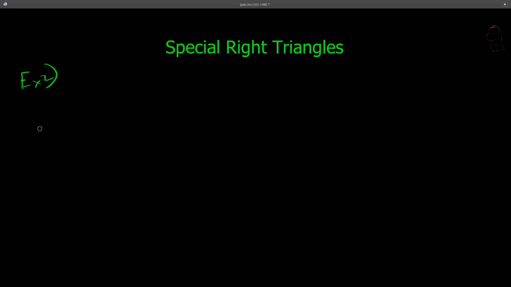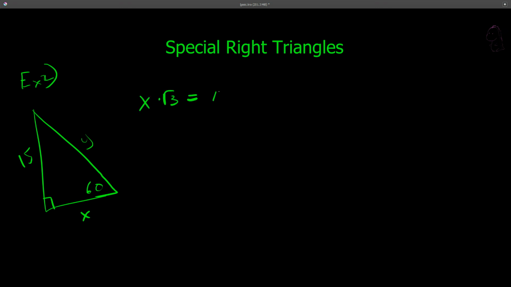Example 2 now. They give you the long side instead, so opposite of 60, they give you this to be 15, and you're looking for x and y. Now start with the relationship where short gives you the side that you have. So short times radical 3: x times radical 3 equals 15. How do you get x? You divide by radical 3. So x is equal to 15 over radical 3.